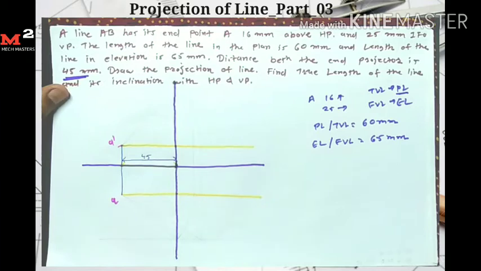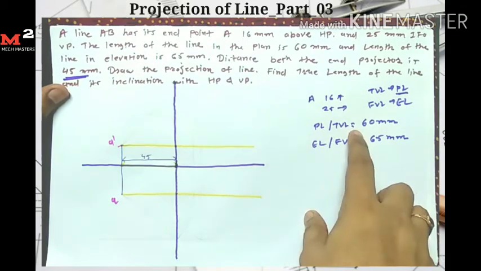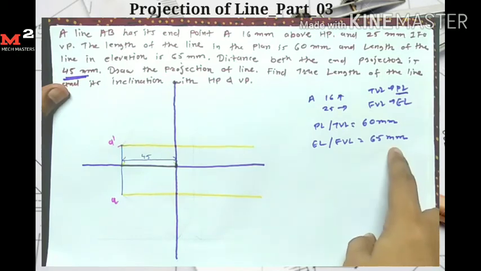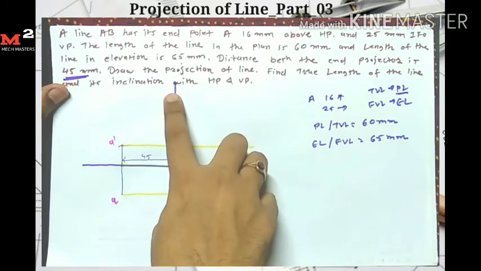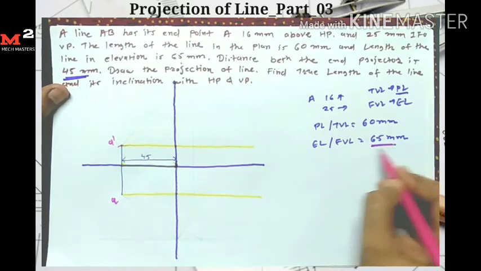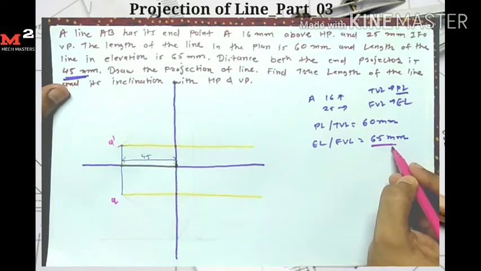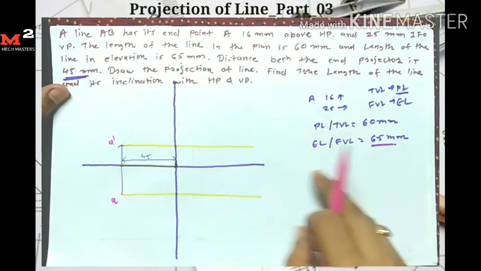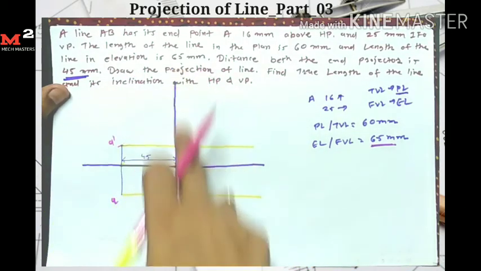Okay, now come to the other data. Here the plan length is 60 mm and the front view length is 65 mm. The front view length is given, which is 65 mm. So for finding the point B dash I have two conditions. Its front view length is equal to 65 mm, meaning its distance from A dash is 65 mm, and I get the point B dash on this vertical line.